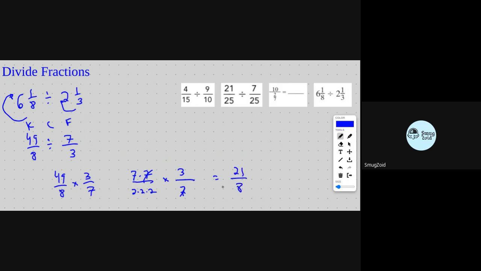All right. Now this is where you then just bring it back down to what it was before. 8 goes into 21. It goes in there 2 times, right? So 2 times 8 is 16. So 21 minus 16 is going to give us 5. So what do you end up with? 2 5/8 would be your answer.